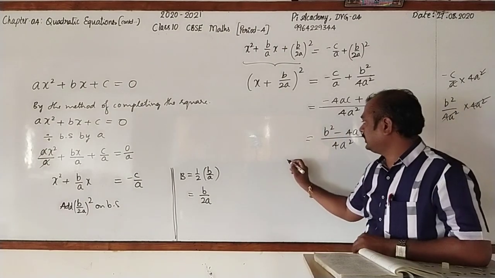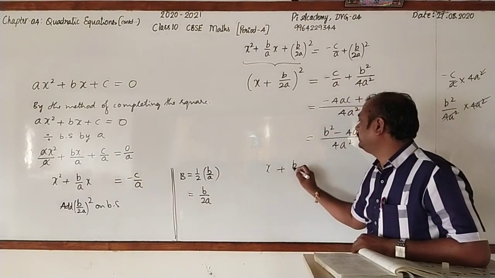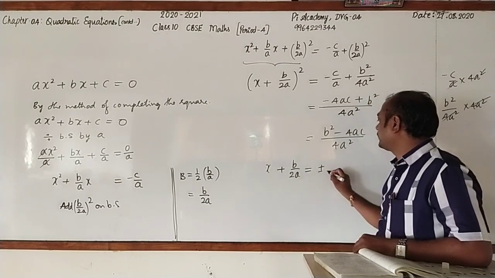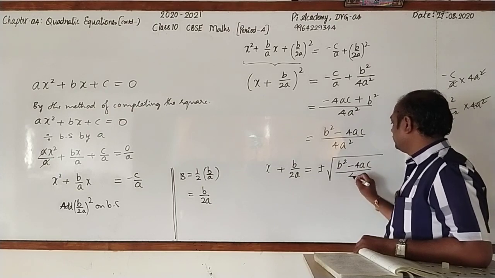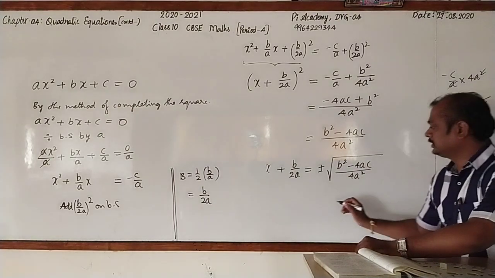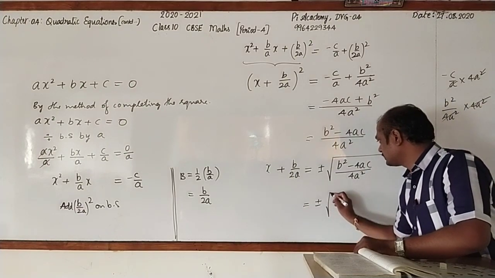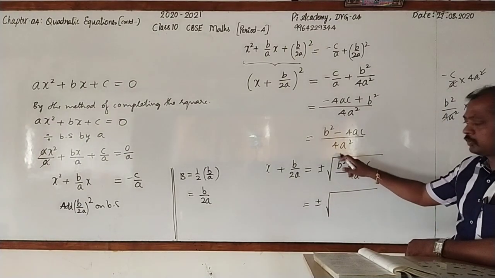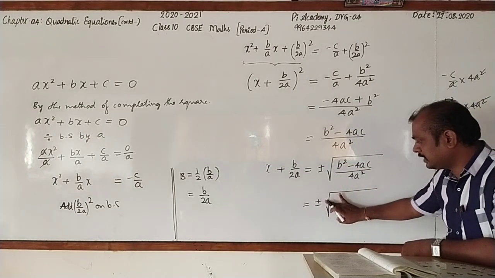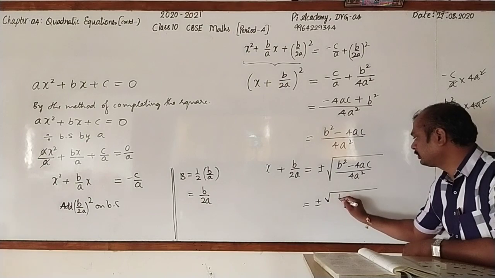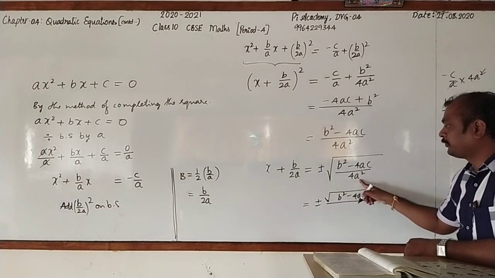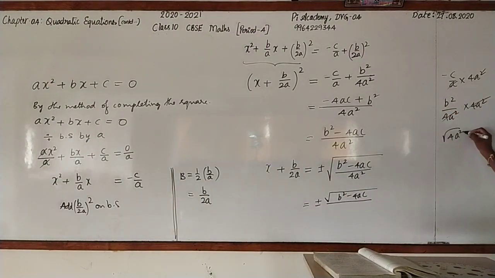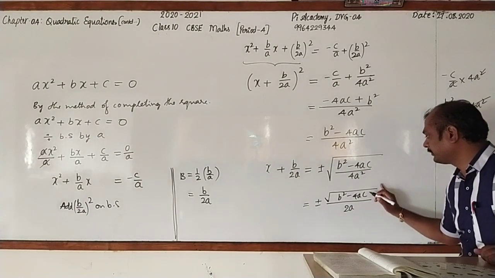We want x value, right? So that I write x plus b by 2a is equal to plus or minus square root of b square minus 4ac divided by 4a square. This is equal to plus or minus square root of. Apply root to both. Square root of b square minus 4ac. Yes, right. Same. Root b square minus 4ac as it is. It cannot be taken out. Whereas square root of 4a square, root 4 is 2. Root a square is a. It is 2a. Got it?